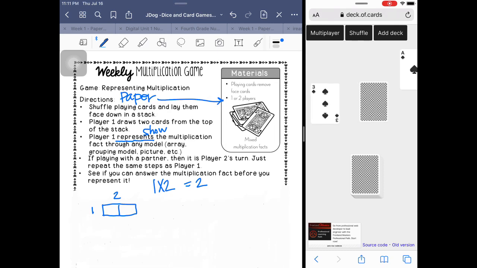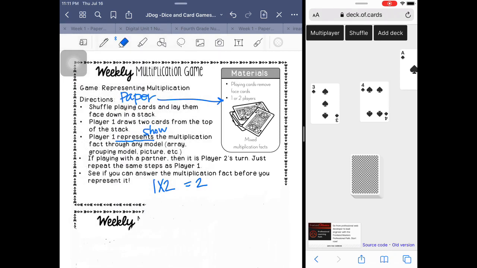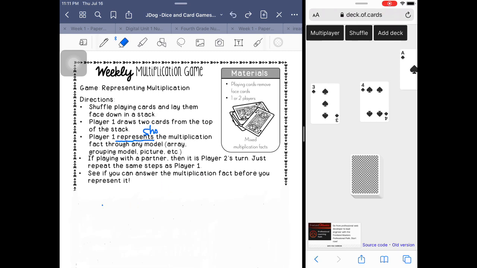All right, we have a 3 and a 4. I'm going to erase this. Oops. Oh, hold on. Give me a moment. There we go. Okay. I have a 3 times 4. So I'm going to do 3 groups of 4. And then I know it's 4, 8, 12.